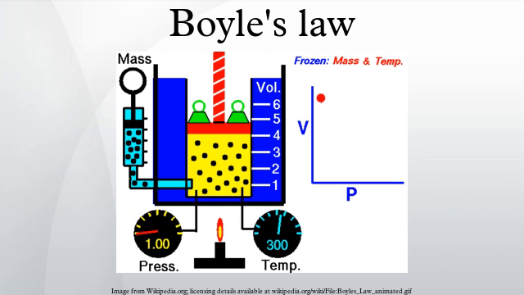If volume increases, then pressure decreases, and vice versa, when temperature is held constant. Therefore, when the volume is halved, the pressure is doubled. And if the volume is doubled, the pressure is halved.